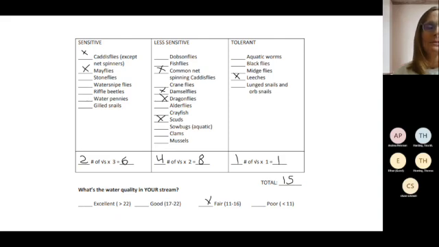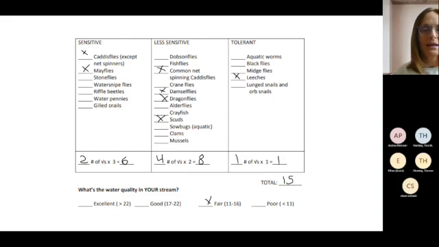In the medium sensitivity category, there were common net spinning caddisflies, damselflies, dragonflies, and scuds. So each of them got a check mark for being present, and there are 4 total. So I put there are 4 times 2, so they're weighted a little bit lower. That gives me 8. And then in the very tolerant category, there were leeches. So that was the only one present. So there's 1 check mark, and 1 times 1 is 1. And so I add 6 plus 8 plus 1 is 15.